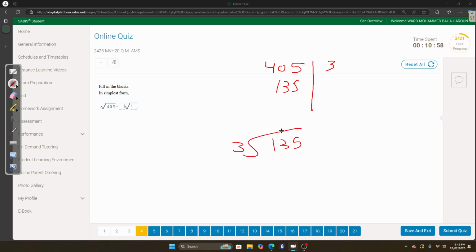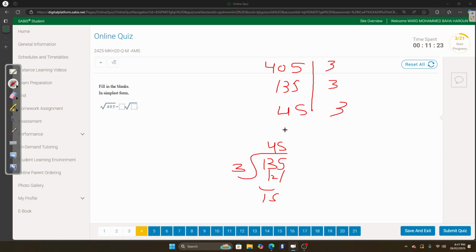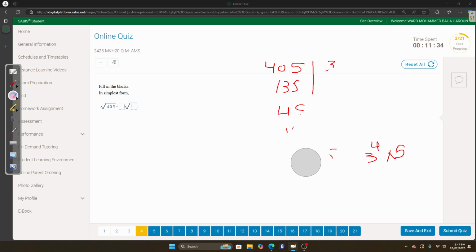135 divided by 3. 3 times 4 is 12, 1, 5. I feel like I'm making a mistake, but we'll see later. 135 divided by 3. 3 times 4 is 12, 1, 5. 45. Divided by 3 is 15. Divided by 3 again is 5. Divided by 5 is 1. So it's 3 to the 4th times 5. Radical 3 to the 4th times 5.